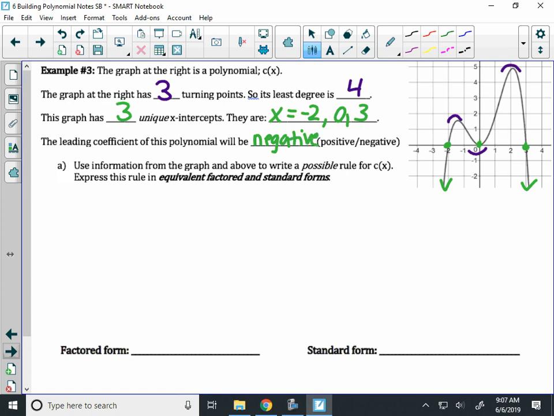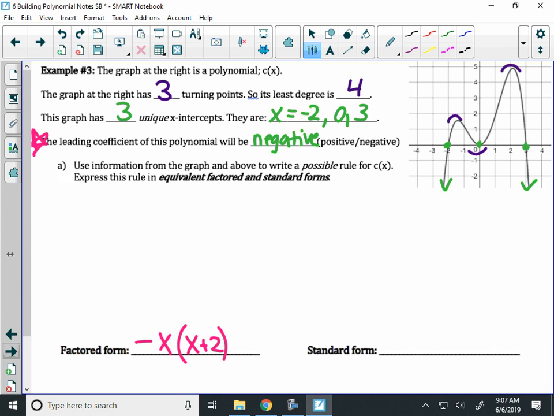So here's how we're going to be very careful. We're going to write factored form and then standard form of our graph. The factored form is going to have a bunch of parentheses. Now the first thing is, I said my leading coefficient had to be negative, so I have to start my equation with a negative. Let's go through and write our factors. At -2, the factor is going to be x plus 2. I'm going to leave a little space. At the root of 0, that factor is going to be an x. I like to put the x in front.